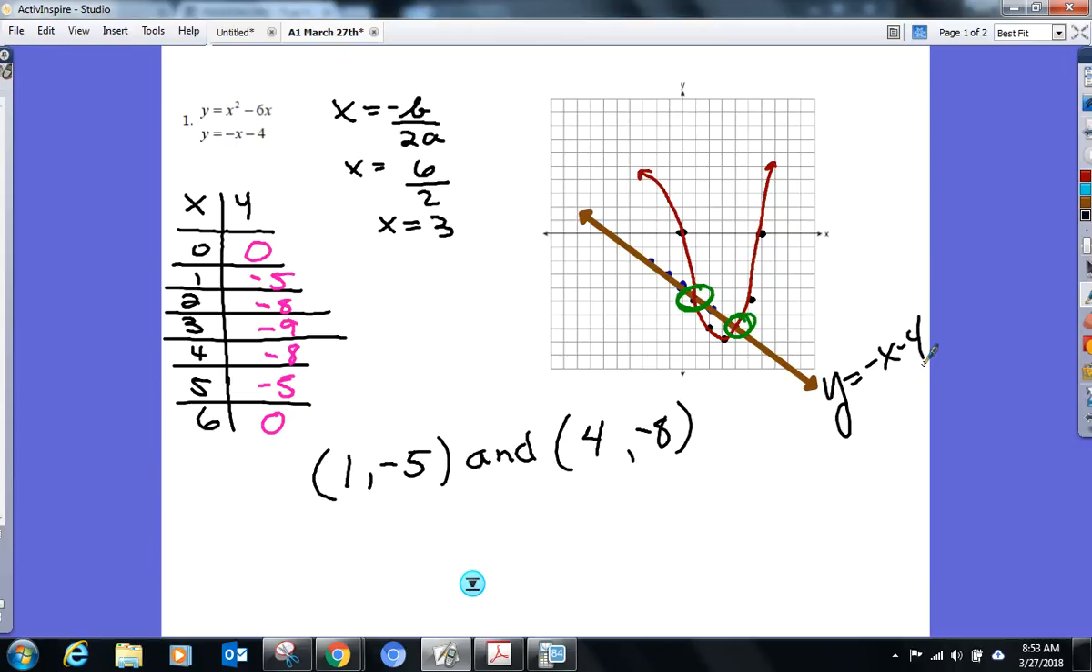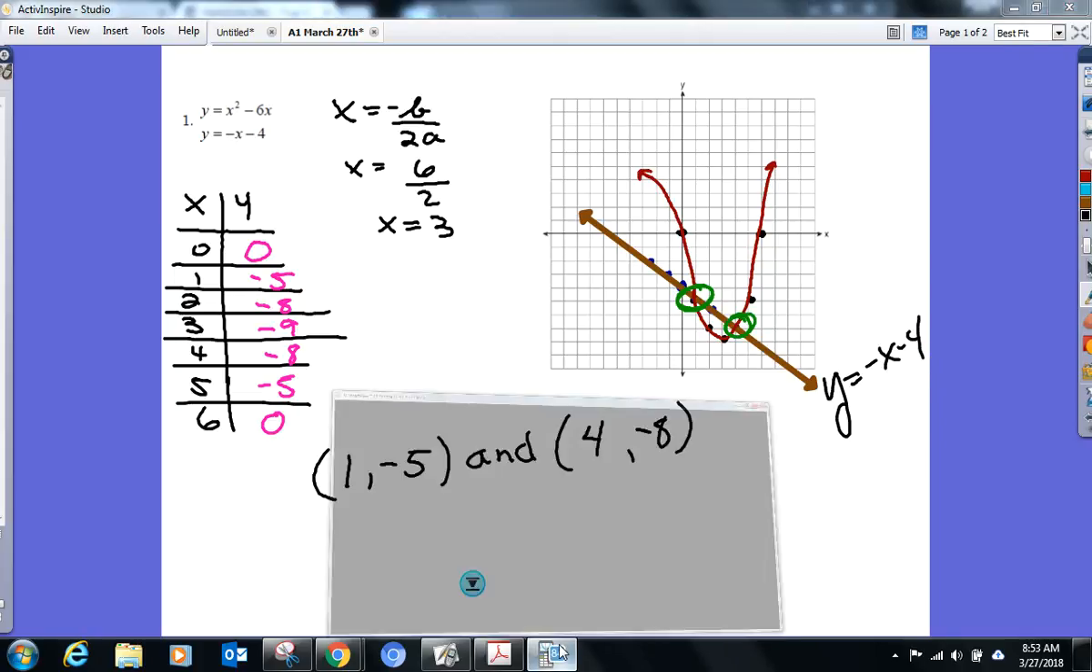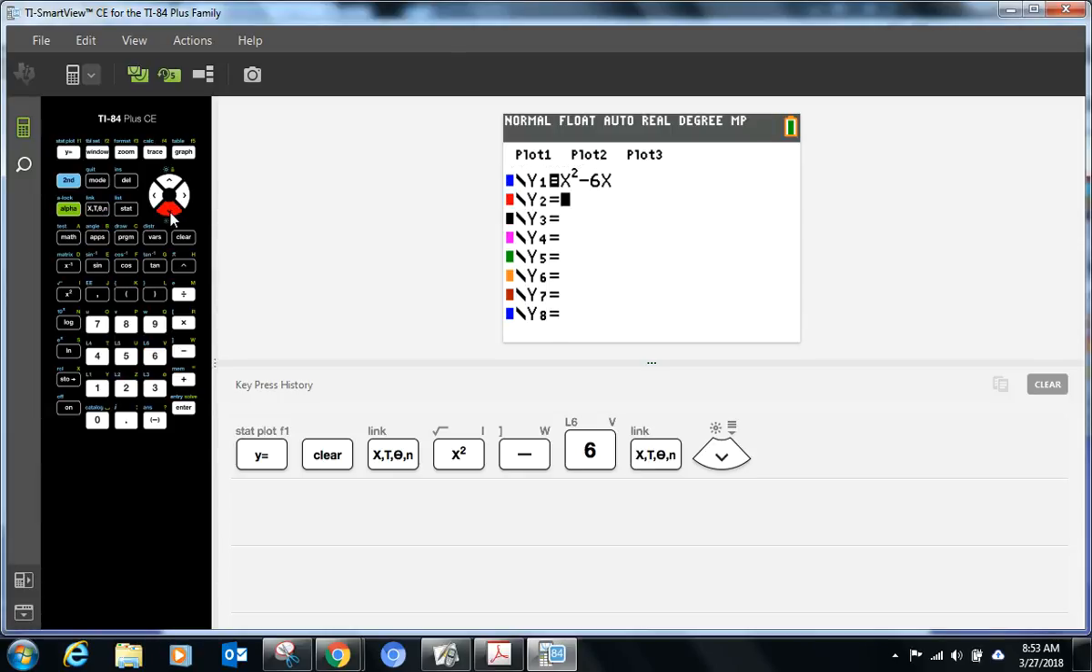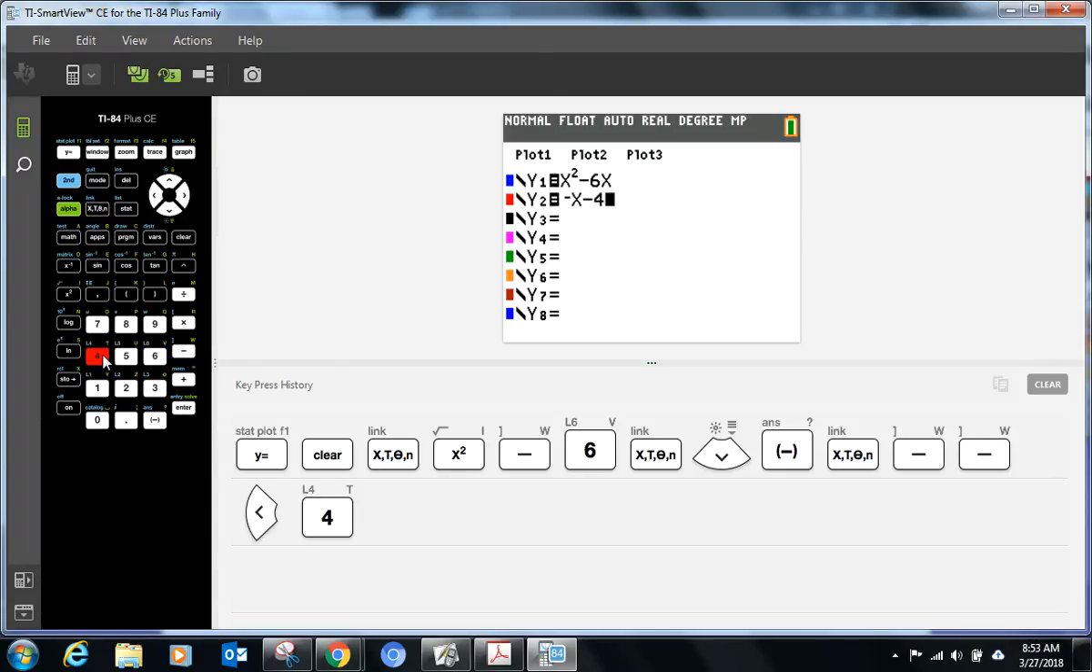Everyone ready here? I'll show you how to check in your calculator. Okay, everyone go ahead. Go to your y equals screen with me and plug in both equations. Doesn't matter where, y1 and y2. Doesn't matter the order. So x squared minus 6x and negative x minus 4. All right. Make sure it's minus 4, not negative 4. Okay, so I typed both of them in. Everyone all good?